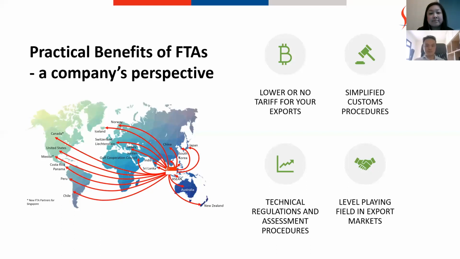The next, technical regulations and assessment procedures. The purpose of this is to remove discriminatory and unnecessary obstacles to trade. Sometimes importing countries maintain non-transparent and often discriminatory standards or testing procedures that may put imported goods at a disadvantage. So these provisions will reinforce transparency obligations in rulemaking.